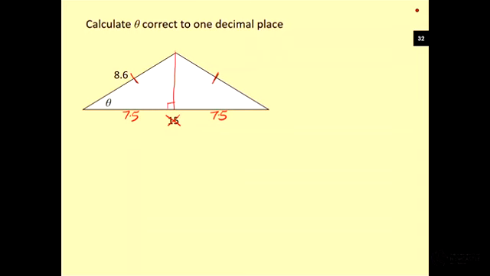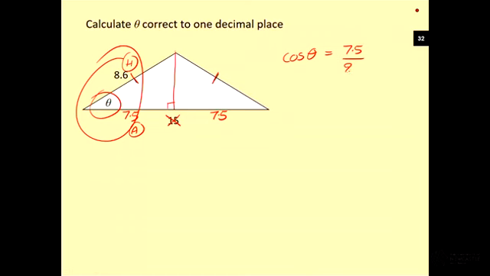We need three things with one unknown. Two sides at an angle. We've got everything we need. We've got the hypotenuse here, opposite the right angle. We've got the adjacent here, adjacent to the angle we're discussing. We don't need the opposite. So it's cos of my angle theta equals the adjacent of 7.5 over the hypotenuse of 8.6.